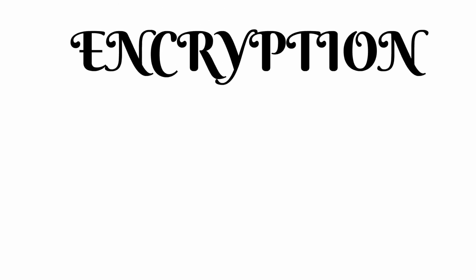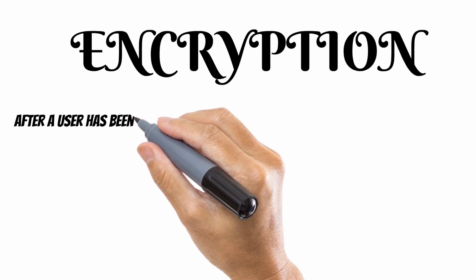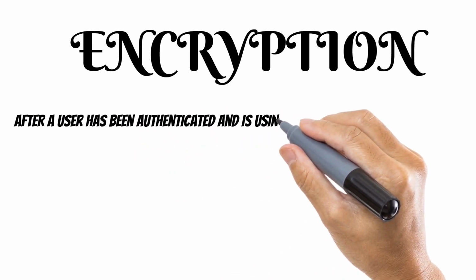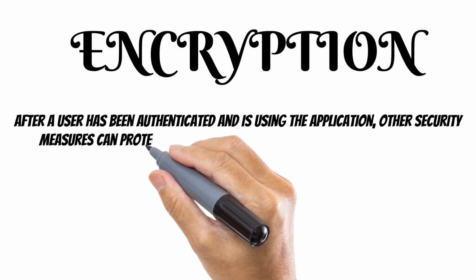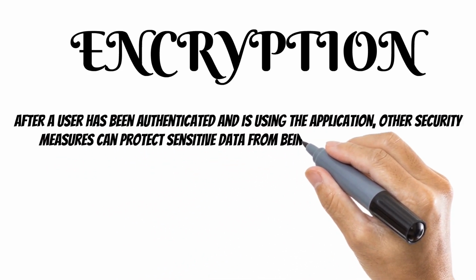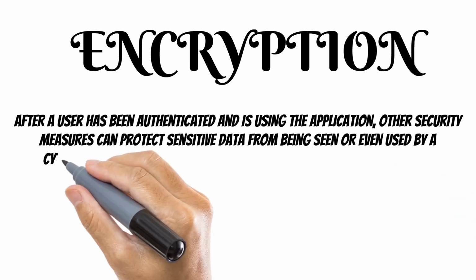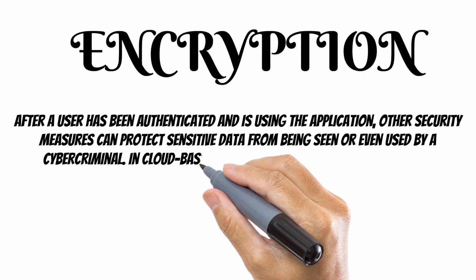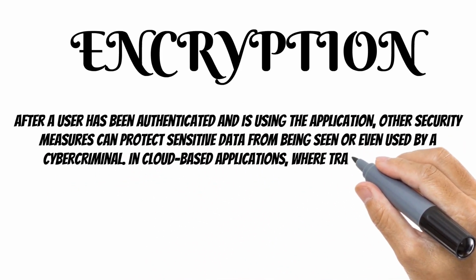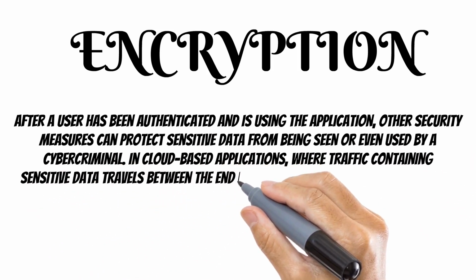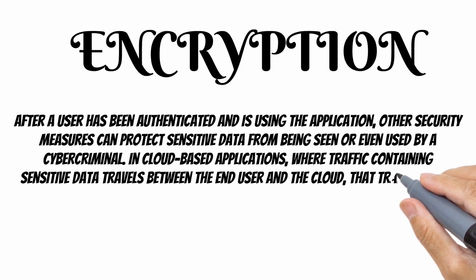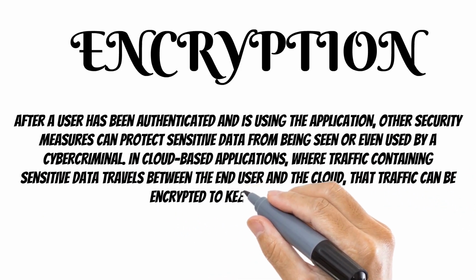Encryption. After a user has been authenticated and is using the application, other security measures can protect sensitive data from being seen or even used by a cybercriminal. In cloud-based applications, where traffic containing sensitive data travels between the end user and the cloud, that traffic can be encrypted to keep the data safe.